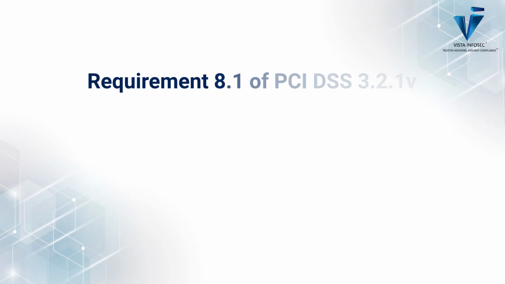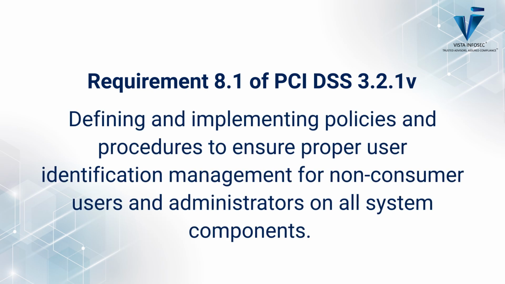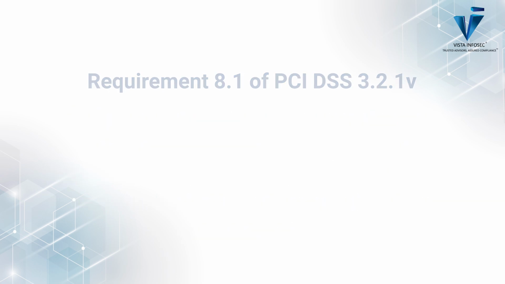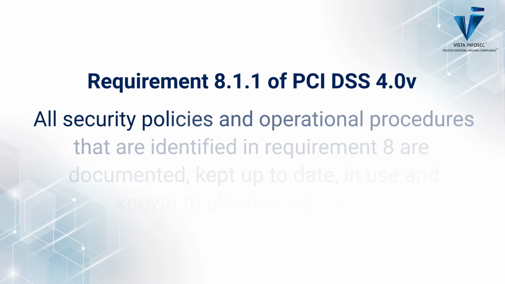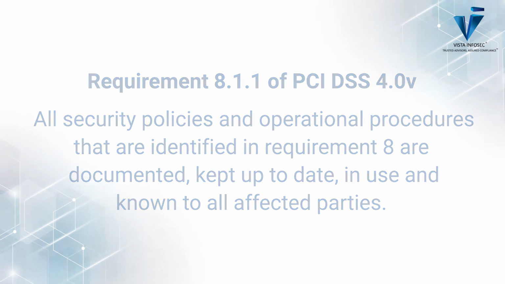The earlier requirement 8.1 of PCI DSS 3.2.1 mentions defining and implementing policies and procedures to ensure proper user identification management for non-consumer users and administrators for all system components. Now, this is overall covered in requirement 8.1.1 of PCI DSS 4. This mentions that all security policies and procedures, operational procedures that are identified in requirement 8 are documented, kept up to date, in use, and known to all affected parties.